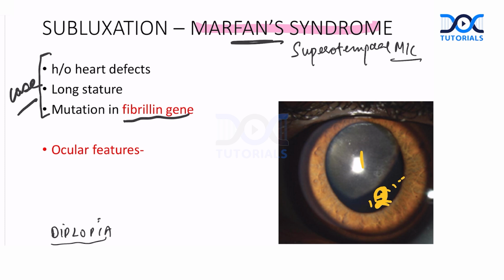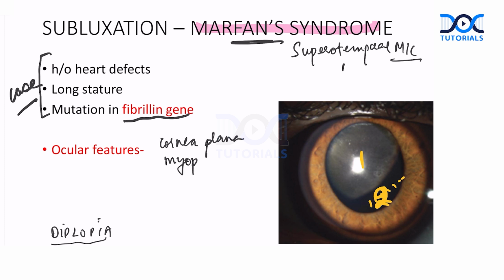Okay. Now, what are the other ocular features? We can have a case-based question here. Very, very important. The most common feature is subluxation. The second one is cornea plana. You have a large cornea, but it is a flat cornea.